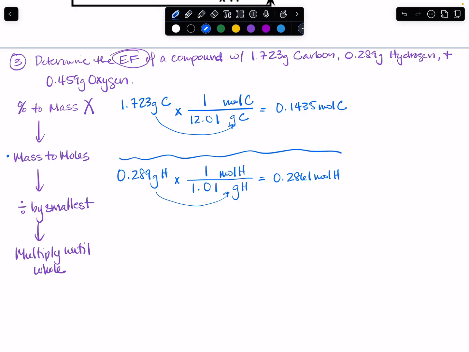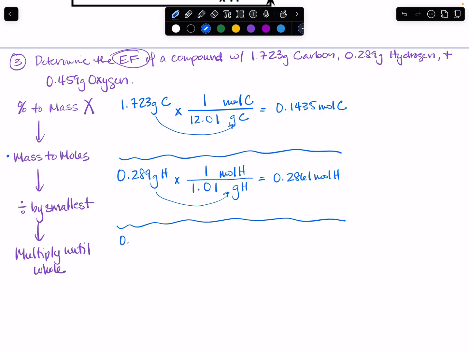Now, as I'm working through these, one thing to keep in mind, you do not round with these problems. If you round too much, let's say you say 0.3 there, when you divide by smallest, you are going to run into problems. So I tell my students to keep at least 4 numerical values. That means I'm going out 4 decimal places for these.